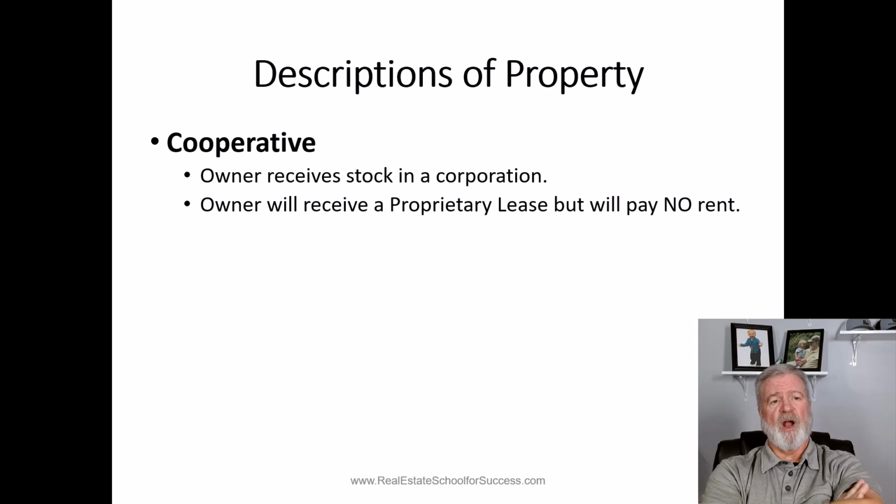The next type of property is called a cooperative. A lot of times you just hear it called a co-op. Depending on where you live or what state you live in, some of the stuff will vary, I guess you might say. For example, here in South Carolina, condominiums are very common. There may be some co-ops around here, but I'm not familiar with them if they are. Co-ops are just not that common in my market.